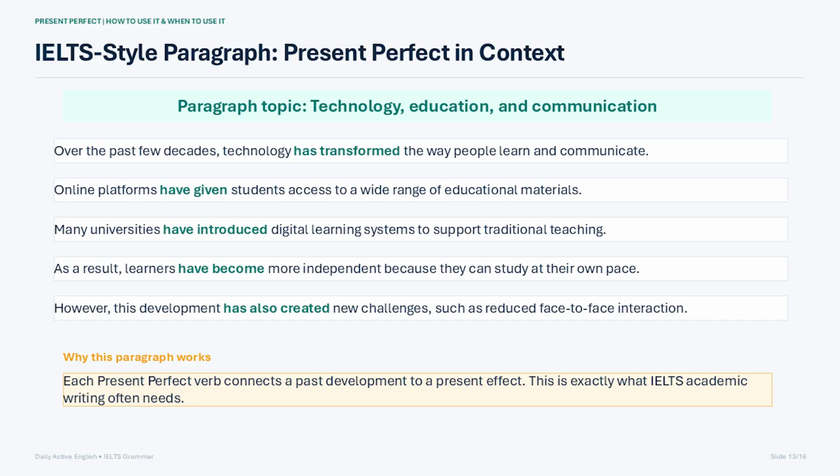In this paragraph, the present perfect is used to describe changes from the past to the present. Technology has transformed shows a major change. Online platforms have given shows a result that still matters now. Universities have introduced describes a recent or ongoing development. Learners have become describes a change in learners' behavior. This development has also created shows a present consequence. This is exactly how the present perfect works in IELTS writing. It connects past developments to present effects.